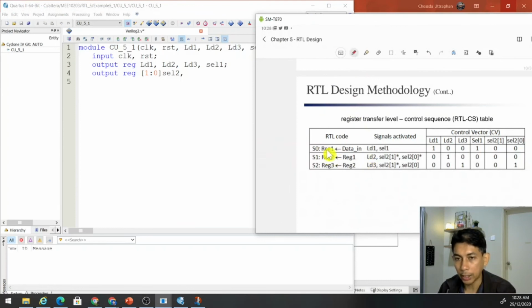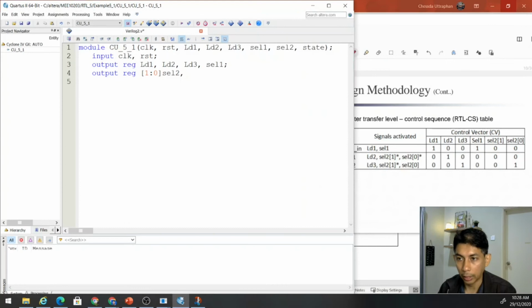Here we have how many states? We have 3 states. All right, when we have 3 states, how many flip-flops do we need to represent or to create this finite state machine? So we need at least 2 flip-flops, right, to represent up to 4 states. So here also, the state is 2-bit.